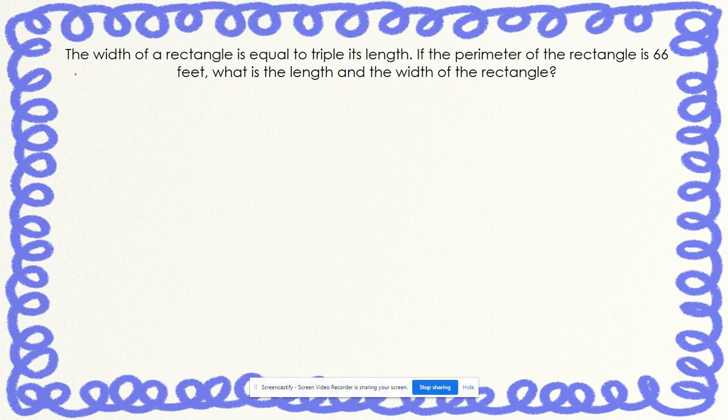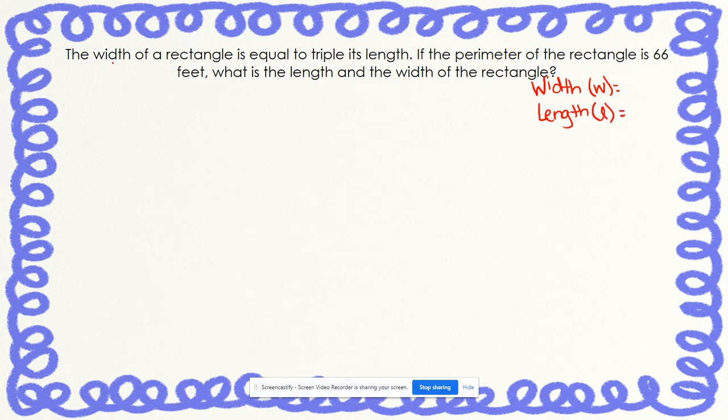For this problem, it says the width of a rectangle is equal to triple its length. If the perimeter of the rectangle is 66 feet, what is the length and the width of the rectangle? So the question wants us to find the width and the length. So for width, I'm going to use W. For length, I'm going to use L.